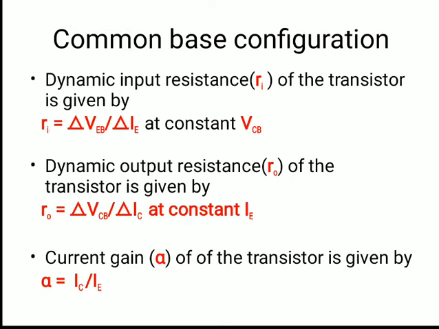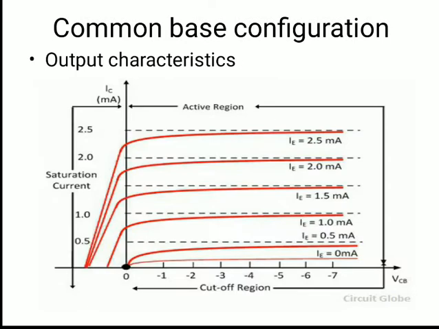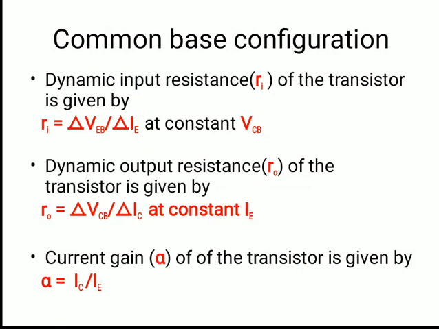Then the next one is dynamic output resistance. Again, resistance means voltage upon current, and output resistance means output voltage, that is VCB, upon output current, that is IC. So you can see here VCB upon IC, and that is nothing but the change in VCB and the change in IC at constant IE.